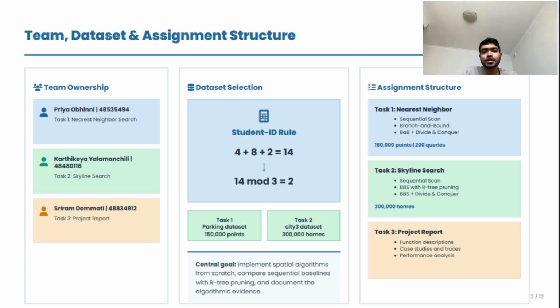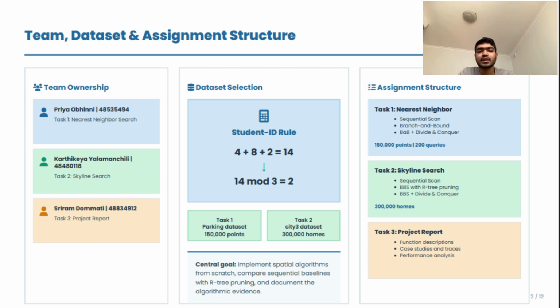I will quickly introduce the team and explain how the assignment was structured. We are 3 members. Priya worked on task 1, which is the neighborhood search. I worked on task 2, which is skyline search. And Mr. Sriram Damati worked on task 3, which is the report generation, or the project report.